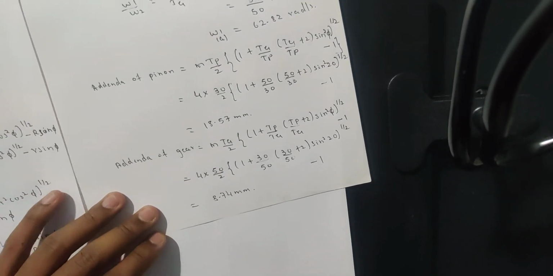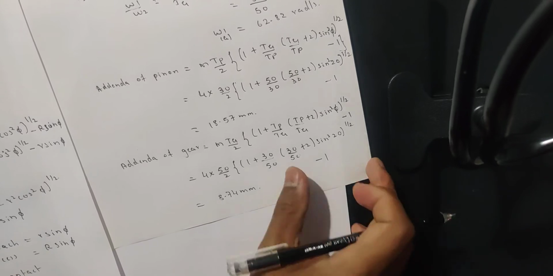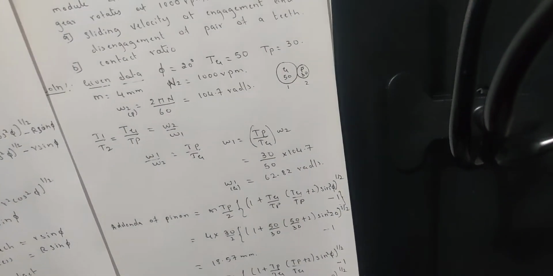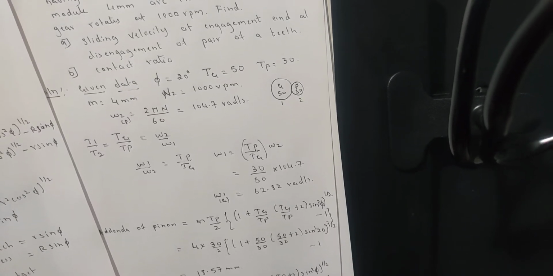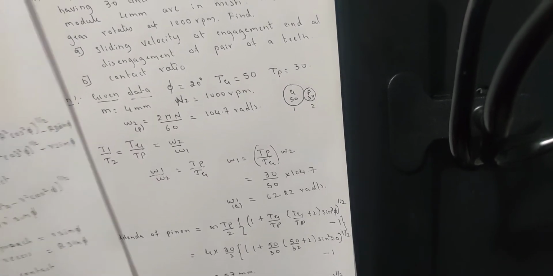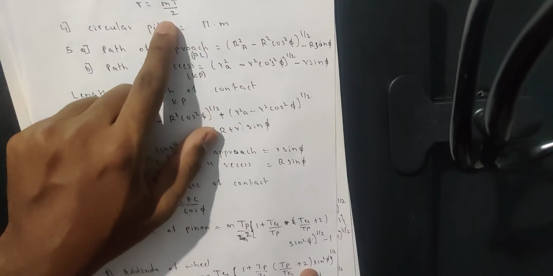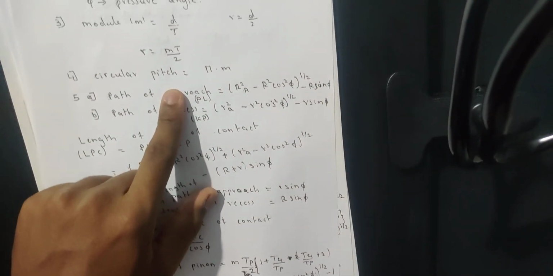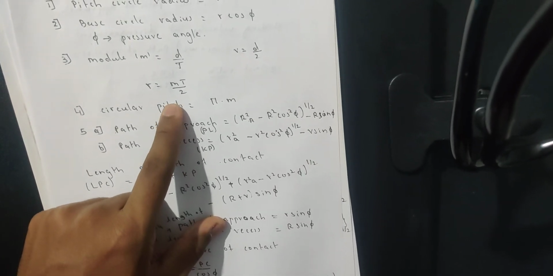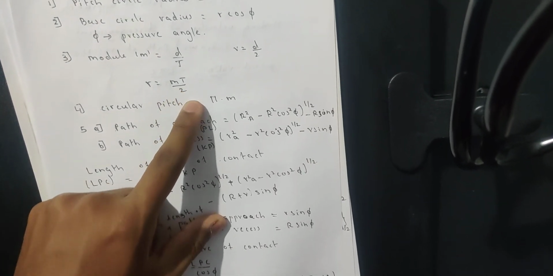8.74 mm. So next you have to find out the radius of addendum. Okay, so addendum radius and dedendum radius. In order to find out the radius of addendum, what we require is the pitch circle radius. If you see the formula here, we have taken this formula, r is equal to mt by 2.